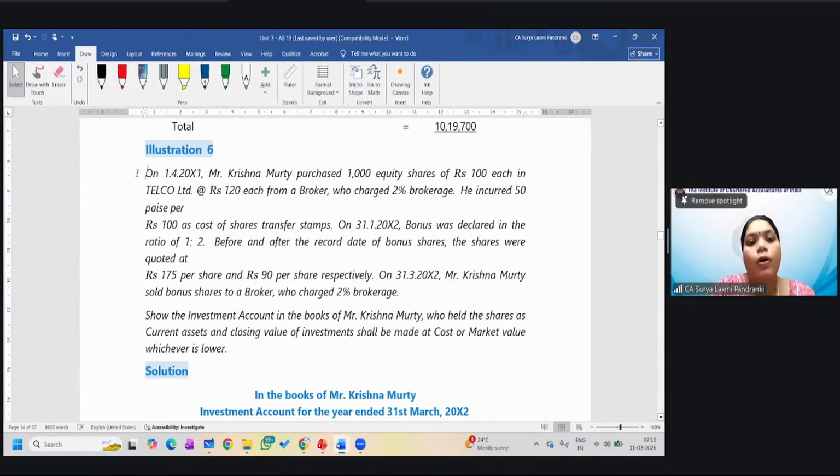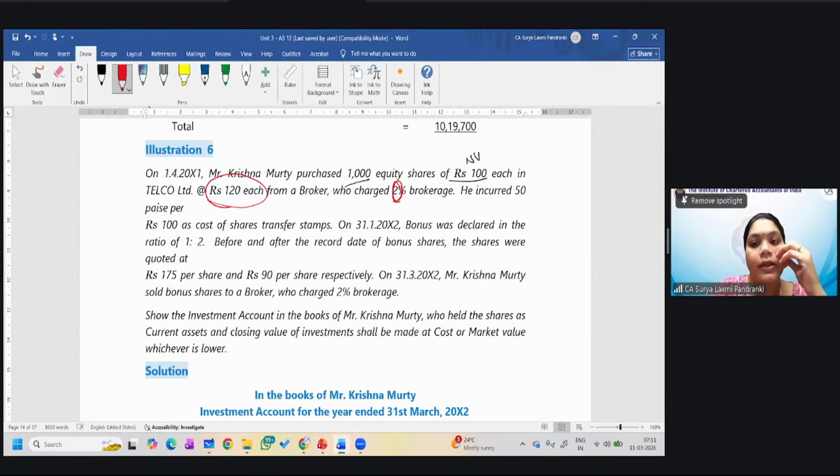Yes. So on 1/4/2011, Mr. Krishnamurthy purchased 1,000 equity shares of 100 each in Telco Limited at 120 each from a broker who charged 2% brokerage. Now, this is the nominal value, 100 each. That's the nominal value, but you didn't purchase for 100. You purchased for 120, right? And you also had 2% brokerage for that purchase because you purchased it through a broker.